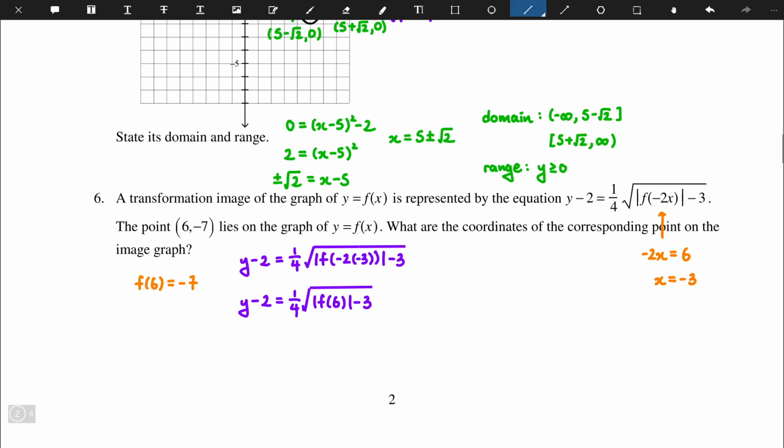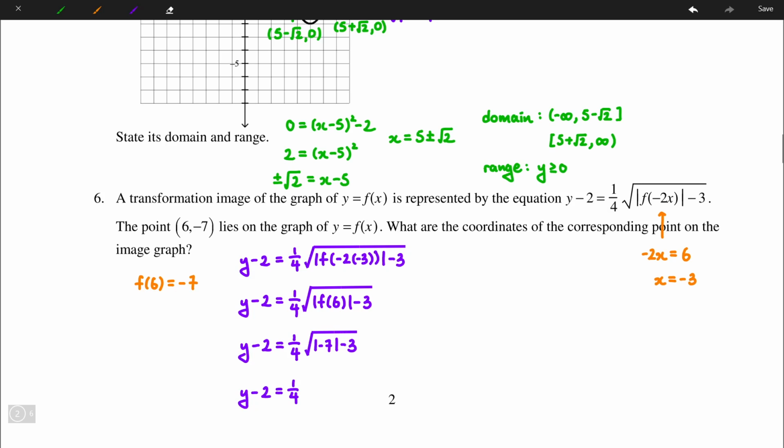And the only point that we know about is that f of 6 is equal to negative 7. So in the next step, we can substitute negative 7 into the expression. So we have the absolute value of negative 7 minus 3, all underneath the square root sign. Of course, the absolute value of negative 7 is just 7. So this would be y minus 2 is equal to 1/4, and then 7 minus 3, all underneath a square root sign.